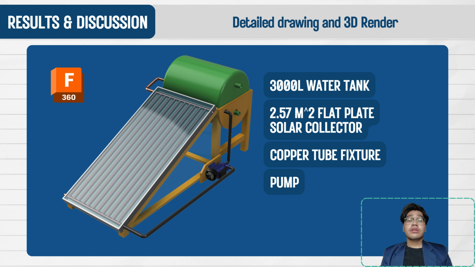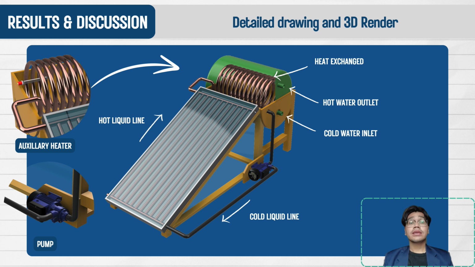Moving on to the detailed drawing, we modeled the solar water heater based on the calculation from the previous chapter. There are 4 major parts of the system: the hot water storage tank with 3,000 liters of capacity to meet the usage demand, the flat plate solar collector with an effective absorption area of 2.57 square meters, the copper tube fixture to flow the heating liquid, which in our case is propylene glycol, and a water pump to operate the system. Here is the elaborated drawing of our design.